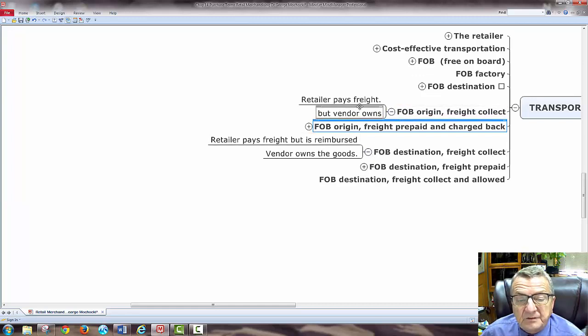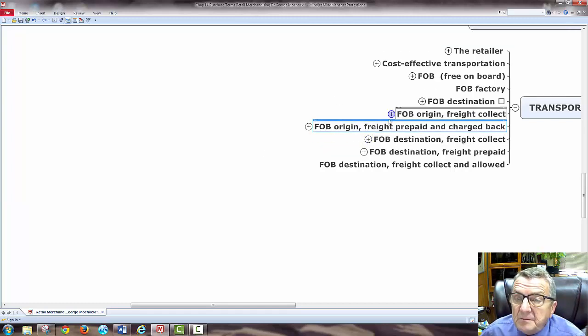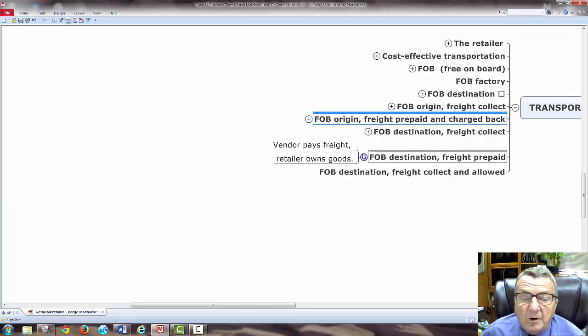Remember, there's a difference between this one. Retail pays the freight, but it's reimbursed. Vendor owns it. Retail pays the freight. This one's reimbursed, this one's not. Vendor still owns the good. You see the difference? Remember, you can negotiate depending on your relationship and depending on your needs. What works well for you? Vendor pays the freight, retail owns the good.